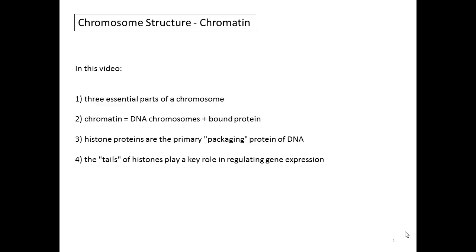Hi, in this video we'll continue our discussion about chromosomes, talking about their structure, the three essential parts of a chromosome. We'll talk about chromatin, which is the DNA of chromosomes and the bound protein. We'll talk a lot about histone proteins, which are the primary proteins which package DNA inside the cell. And we'll talk specifically about the tails of the histone proteins, the very ends of them, which play a very important role in regulating gene expression.